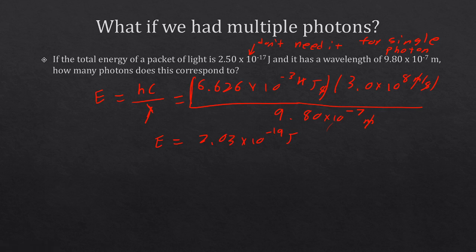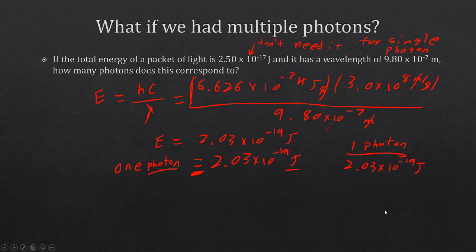What makes this problem a little more challenging is it asks you to think about what that energy equation is related to. That equation is the energy of a singular photon. So for one photon, you'll get an energy of 2.03 times 10 to the negative 19th joules. What I like about this is that I have this equal sign and two different types of units: one is photons, one is joules. That makes this an excellent conversion factor: one photon over 2.03 times 10 to the negative 19th joules.